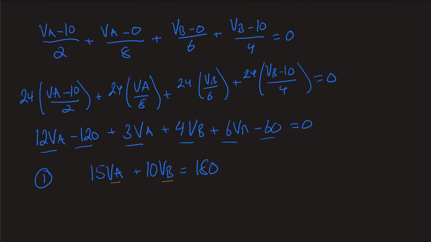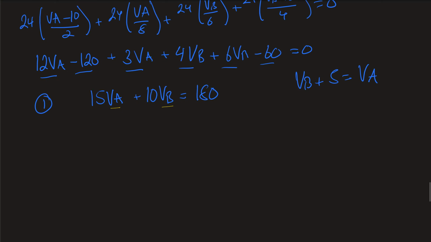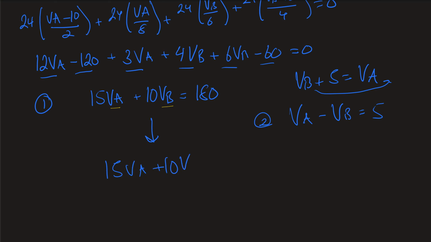So I said I had VB plus 5 equals VA. Just like before, we still want to put it in standard form, so I'm going to bring the VB over, and that's VA minus VB equals 5. Now I have my two equations, so again we're going to do elimination. I'm going to take this one just like it is: 15 VA plus 10 VB equals 180.